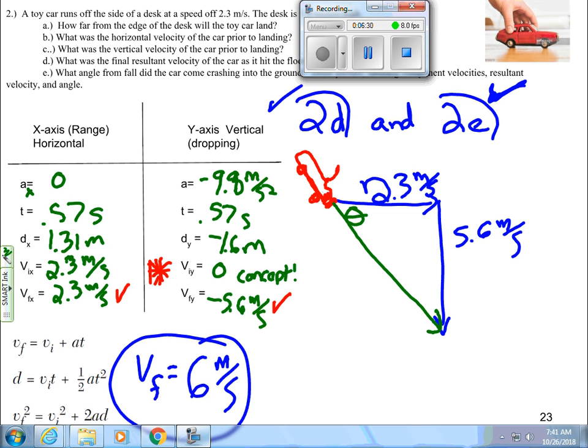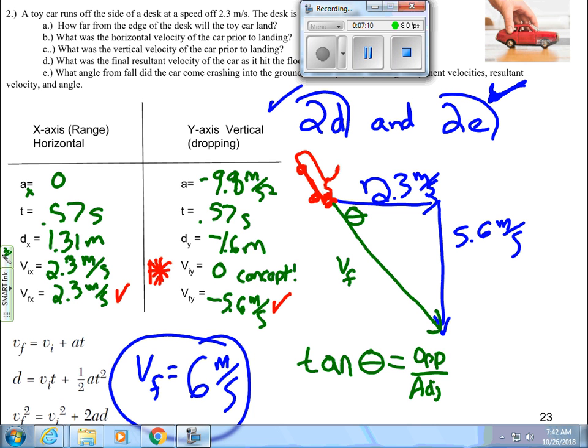Did the car come crashing to the ground? So draw a picture, label the components, and the final, resultant velocity. Here's your resultant velocity. And then you've got to find that angle. The best way to do this is to know your trigonometry. So theta would be, if you took this relationship, opposite over adjacent.